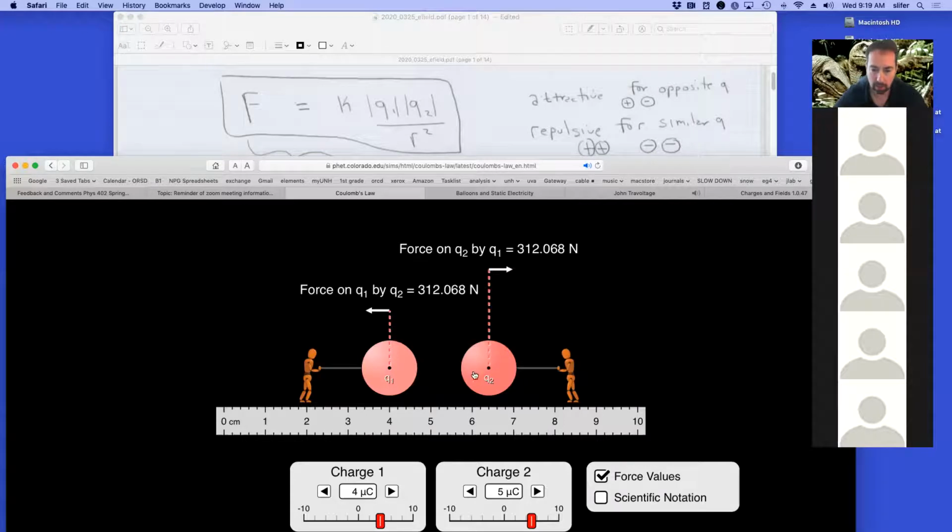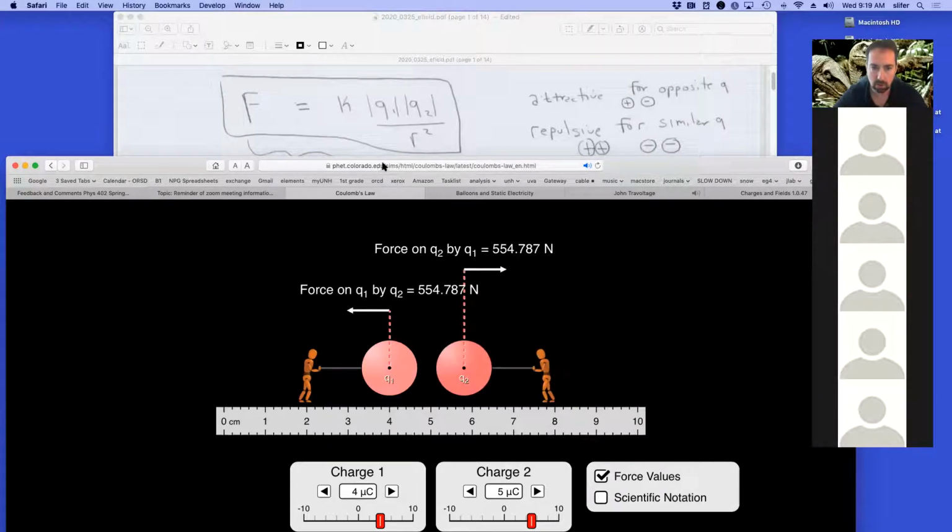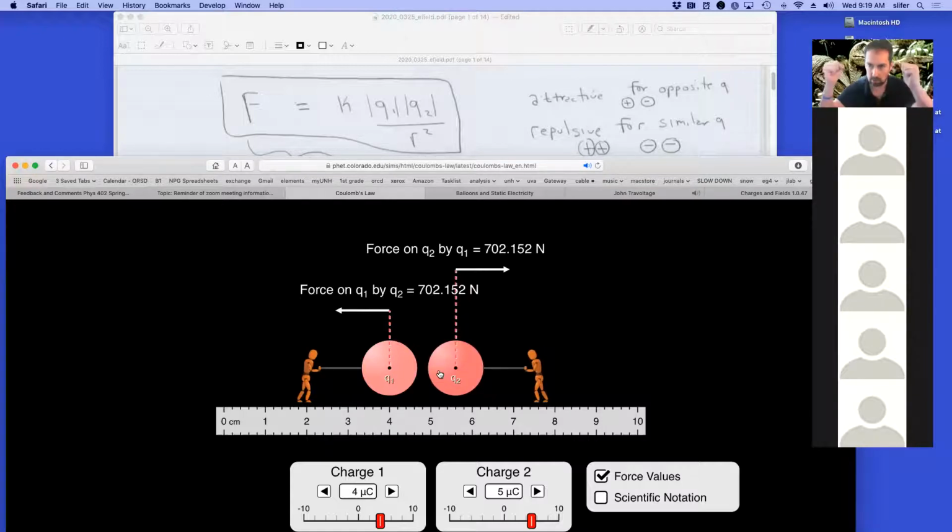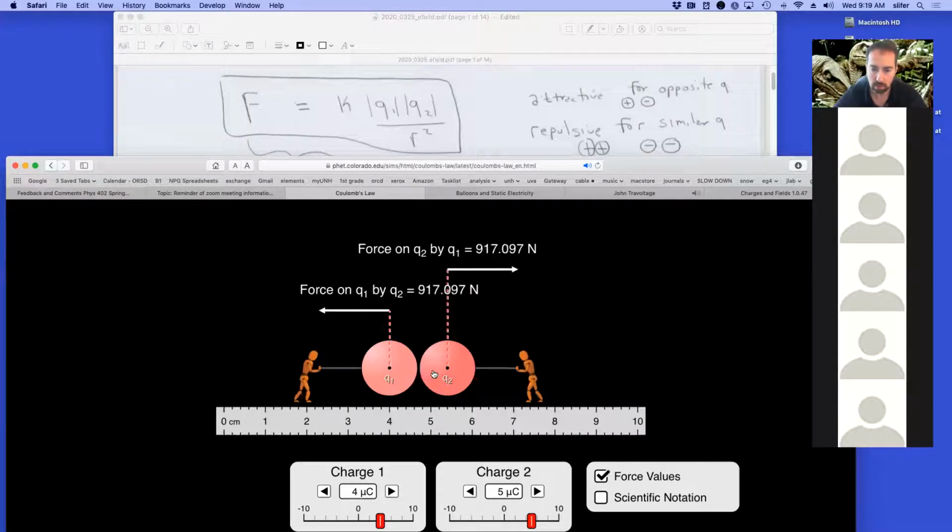This is a repulsive force, so they're going to be trying to get away from each other. And if I bring them closer, that 1 over r squared, the distance in the denominator, means that that force grows very strongly as you decrease the distance between them. You can see those arrows getting bigger, bigger, bigger.